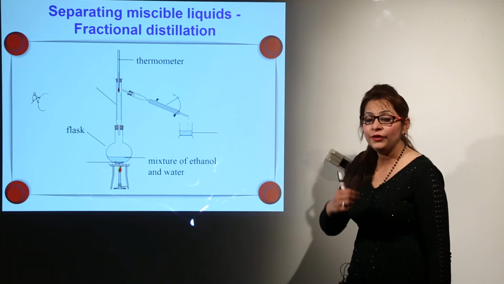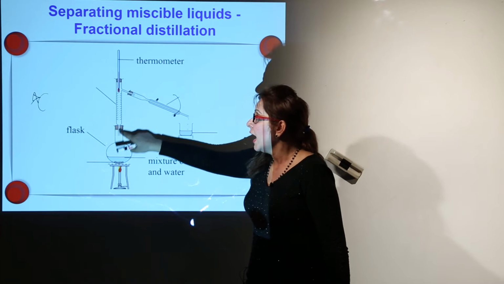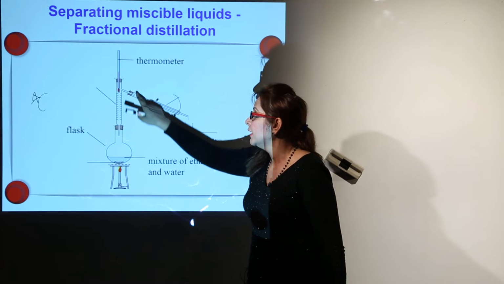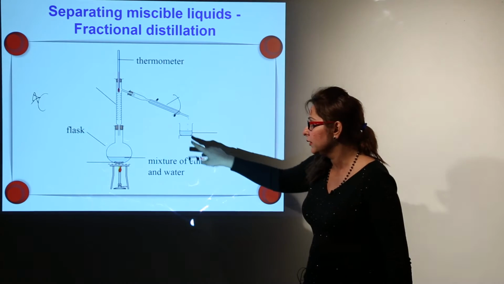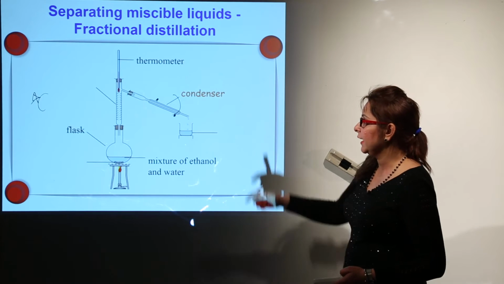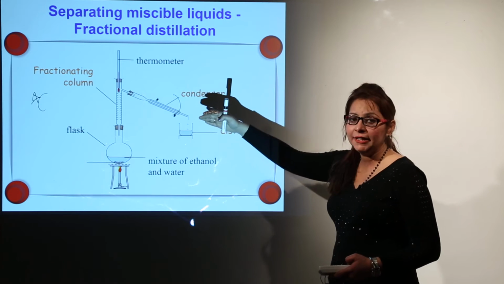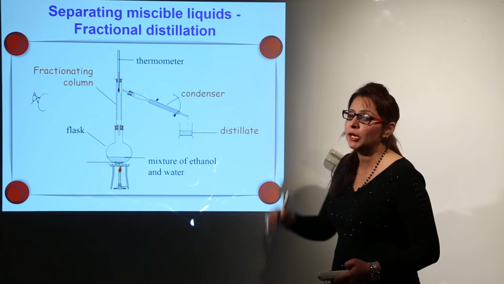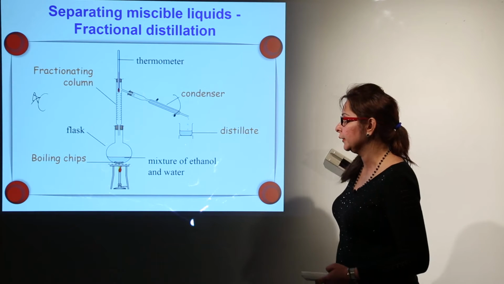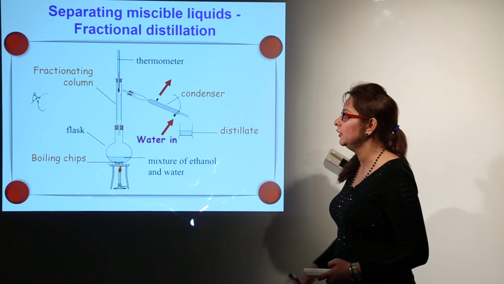And accordingly, how we will be separating it, just look at the figure. Again, we have a round bottom flask, and another tube which contains glass beads. This is a thermometer, a condenser, and a beaker obviously. Again there is a condenser, distillate, and a fractionating column containing glass beads to separate different fractions, different components. The boiling chips, you know, are to maintain even heating. And again water in, water out for the condenser.